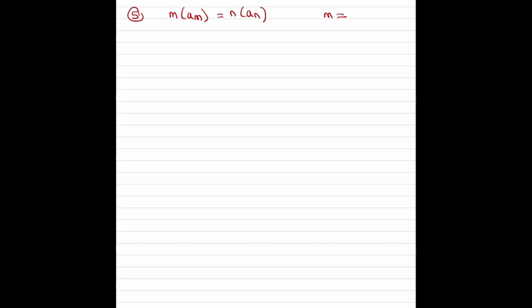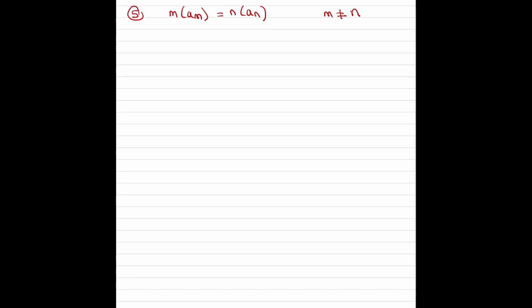Question number 5. If m times the mth term of an AP is equal to n times the nth term of an AP, and m is not equal to n, show that the (m plus n)th term of the AP is 0.